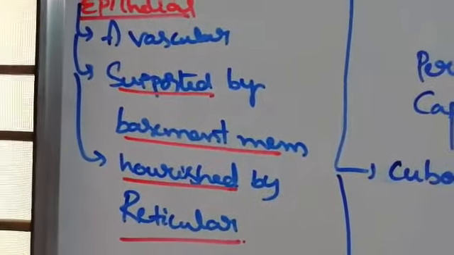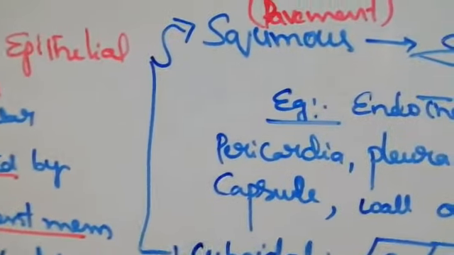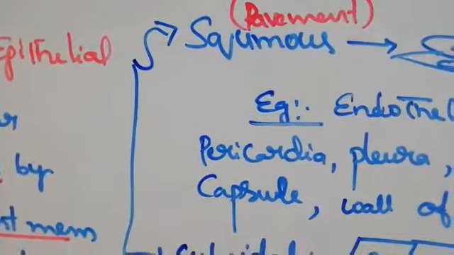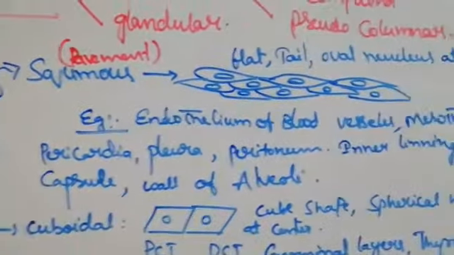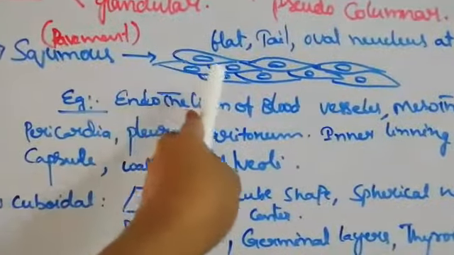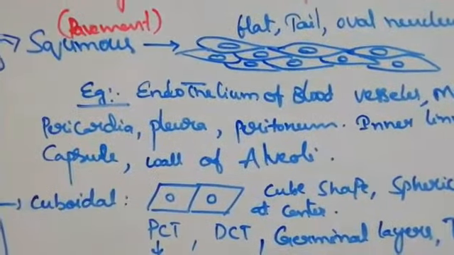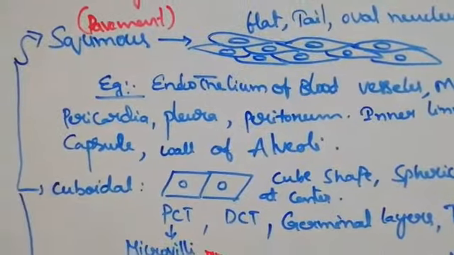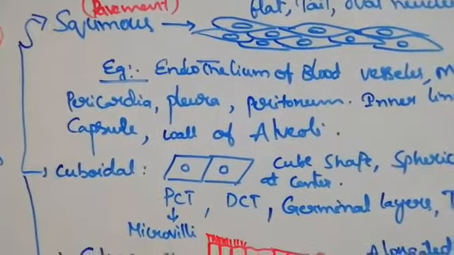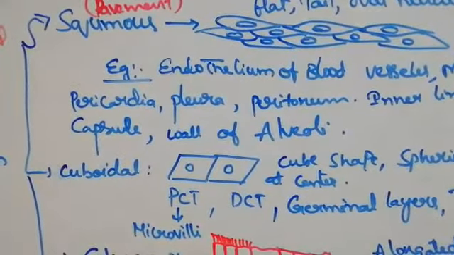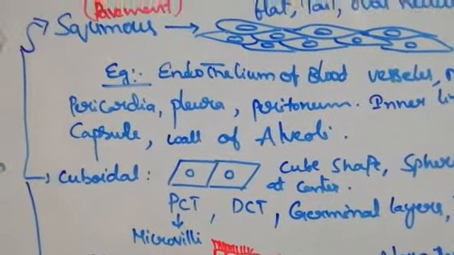Now come to the types. First one is the simple squamous epithelium, which has flat cells, and an oval nucleus is present at the center. It is also called the pavement layer. Generally, this squamous epithelial tissue is for covering, filtration and diffusion. They undergo these functions.